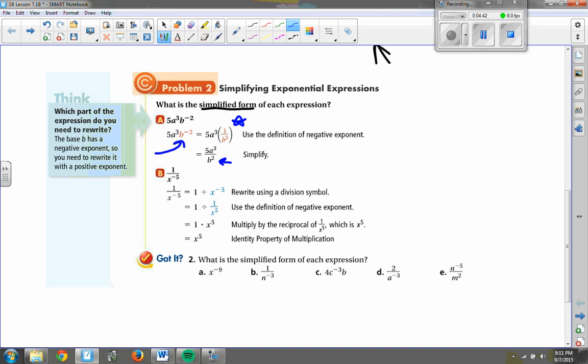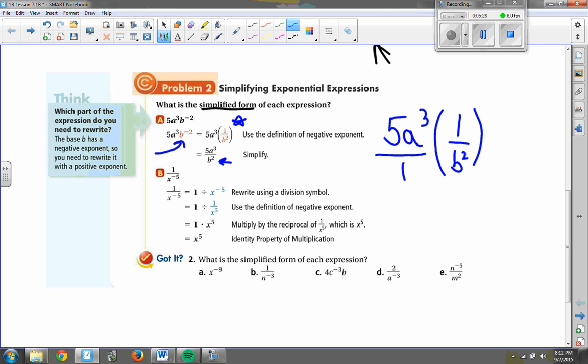Let's talk for a quick second about why they did that. If we go back to 5a to the third times 1 over b to the second, I'm going to write that over here so I have a little more room to deal with. 1 over b to the second power. We know that 5a to the third, if I wanted to write it as a fraction, it makes no difference, I can put that over 1. Hopefully you agree with that. If that doesn't quite make sense to you, please make a note to ask me about that in class tomorrow. But 5a to the third divided by 1 is just the same thing. It doesn't change anything to do that.